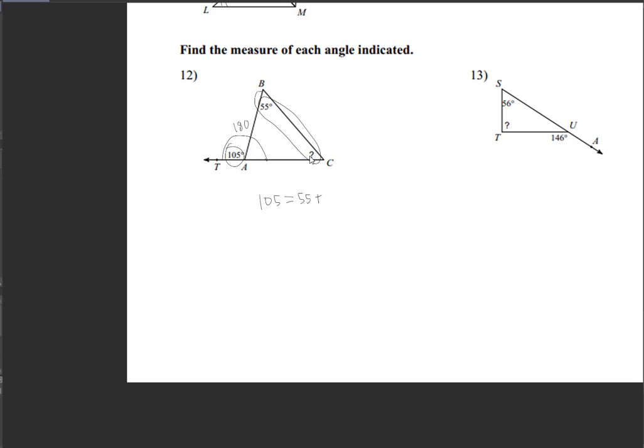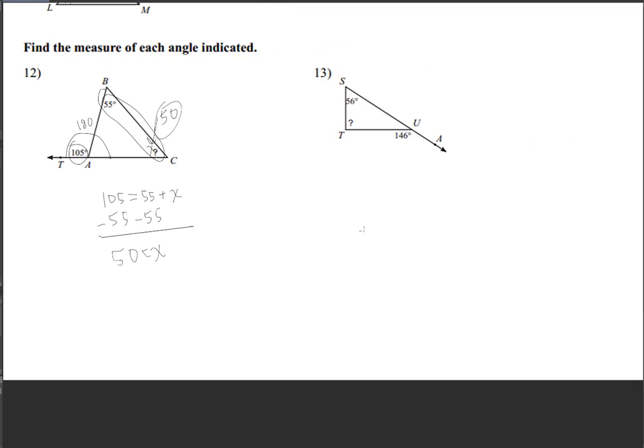plus, I'm going to call this x if you don't mind, because it just makes me happy. I'll call this x, okay? So 55 plus x. So 105 is equal to 55 plus x. So now at this point, I just subtract 55 from both sides. And I get that 50 is equal to x. So that tells me that this angle right here is 50. Bada bing, bada boom. All right? Let's go ahead and move on to another one.